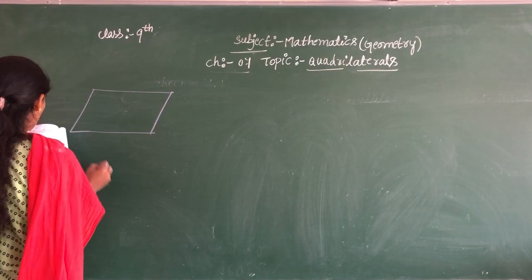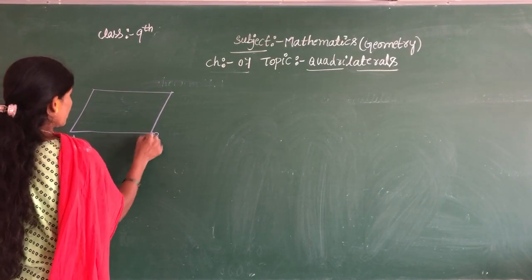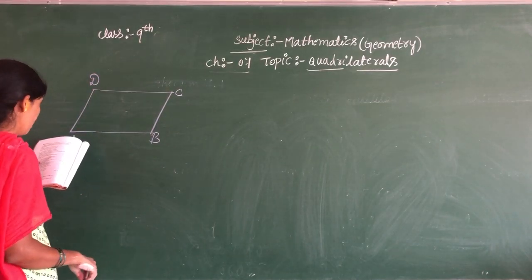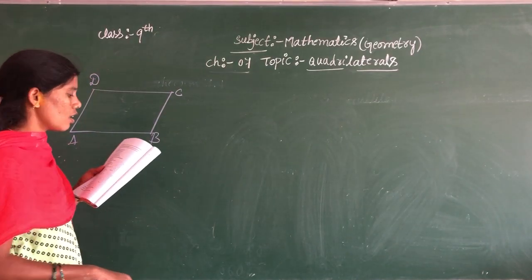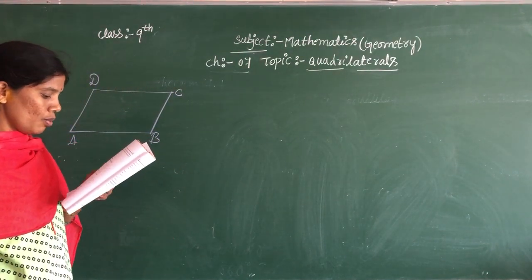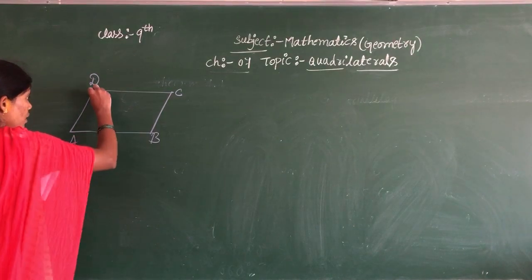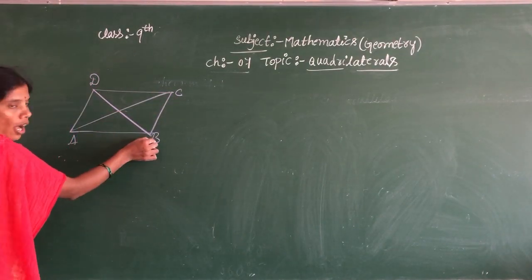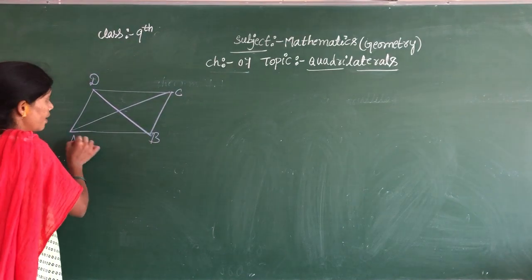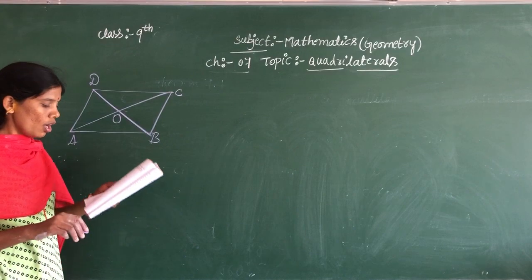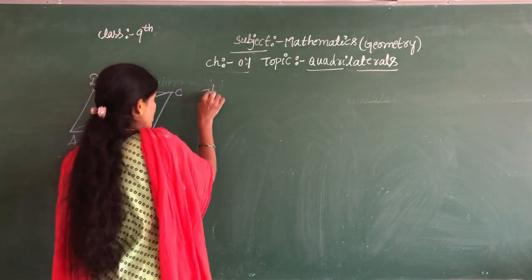Okay children, ABCD is a parallelogram. Draw both its diagonals, which intersect at the point O. AC is one line and BD is another line, and the intersecting point is O. Okay children, this is that theorem 7.5.